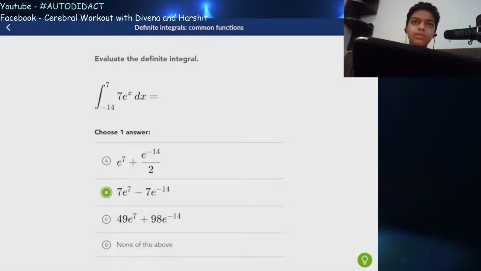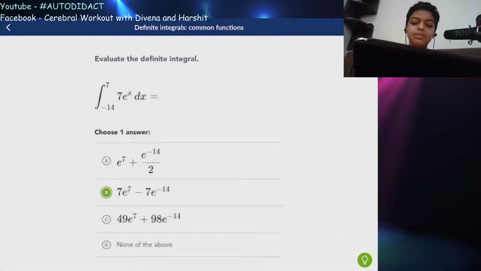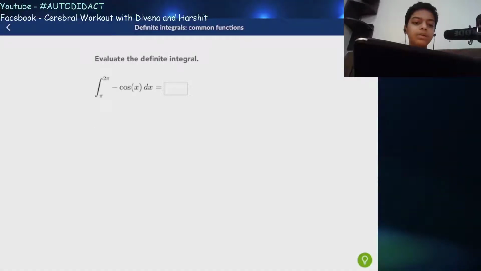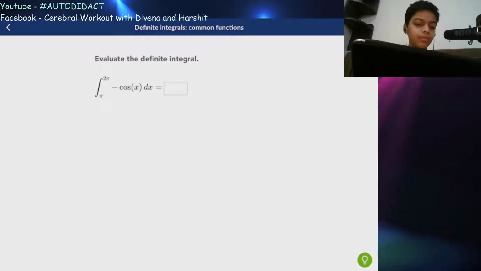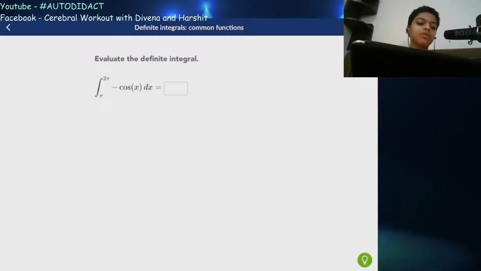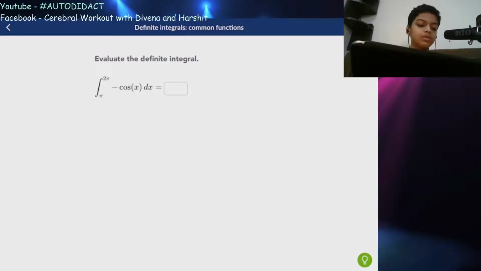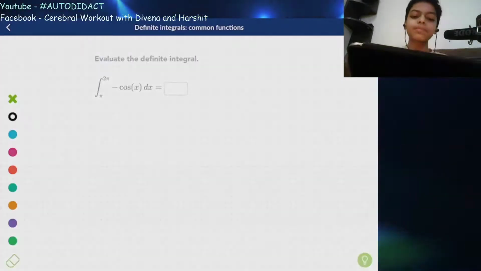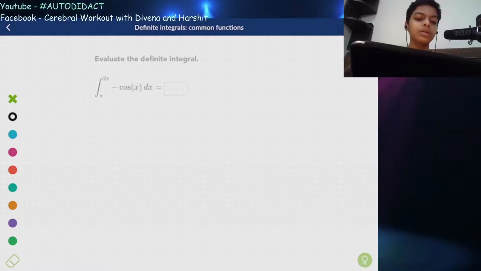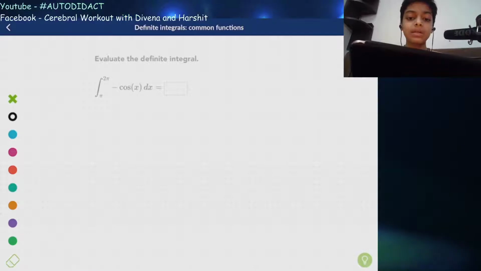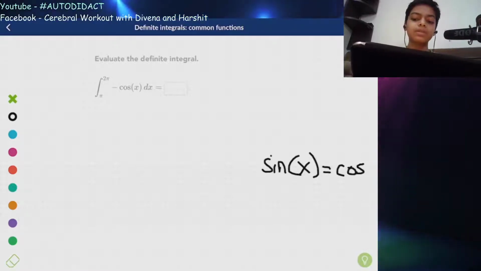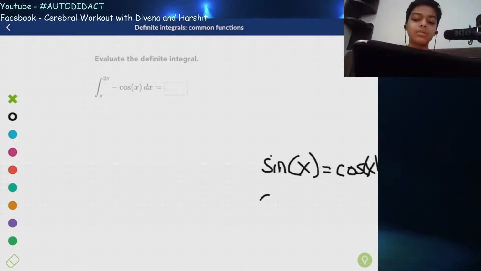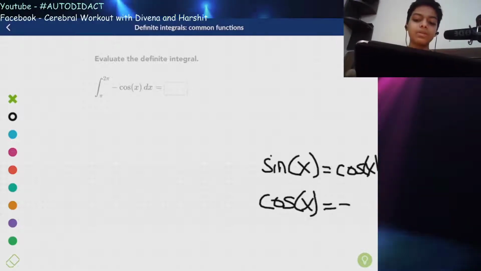Let's check our answer now. Correct. Evaluate the definite integral from pi to 2 pi of negative cosine of x dx. First we want to find the indefinite integral of negative cosine of x. We know that the integral of cosine of x is sine of x, and the integral of sine of x is negative cosine of x.